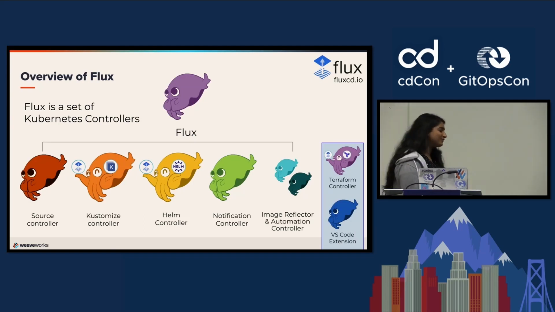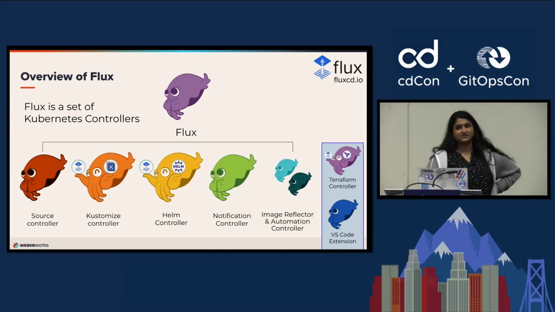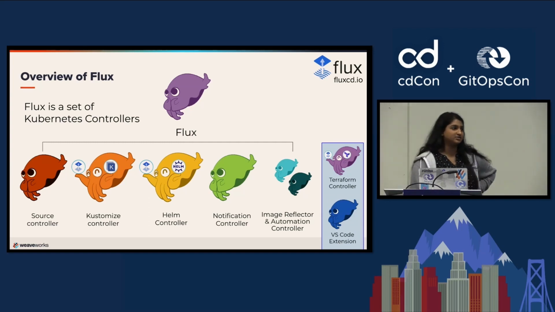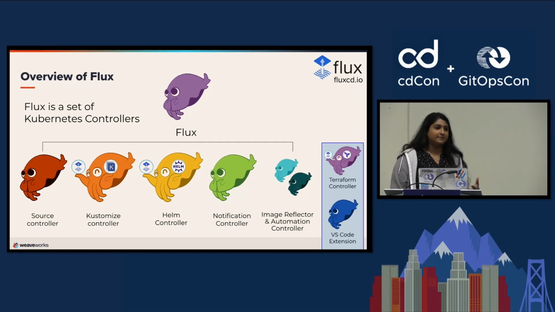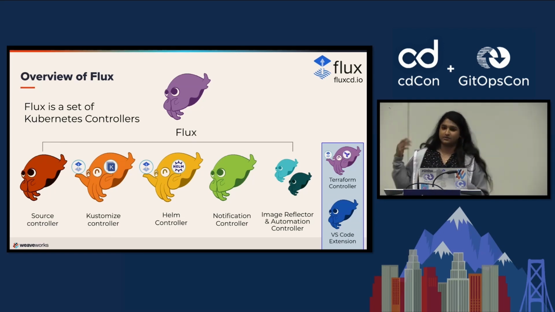So, a brief overview of the architecture of Flux. Flux is a set of Kubernetes controllers. If you're not familiar with Kubernetes controllers, they are the things that control the lifecycle of objects in Kubernetes. So updating it, creating it, deleting it, etc.